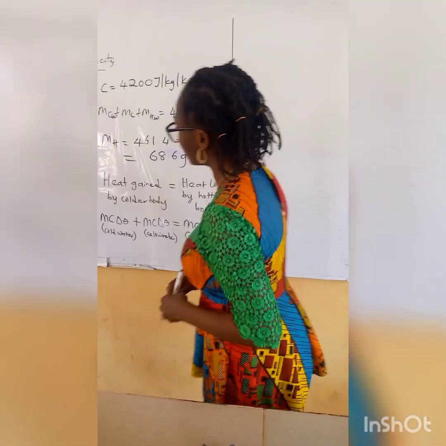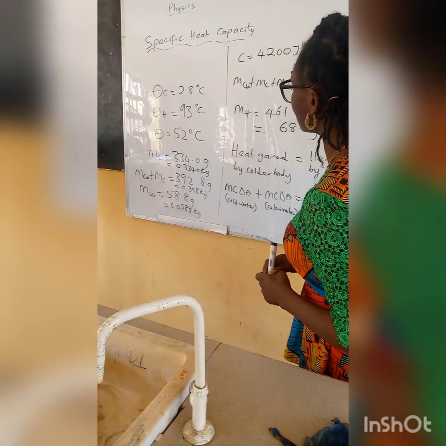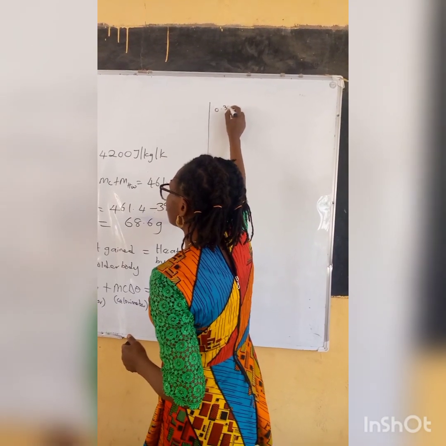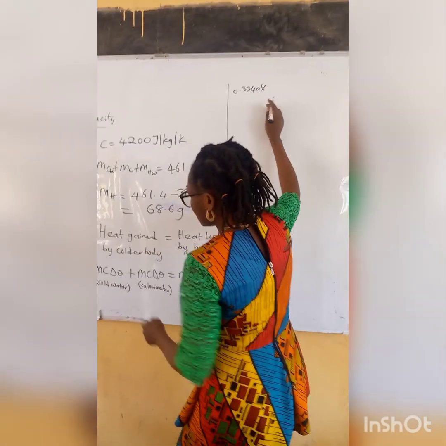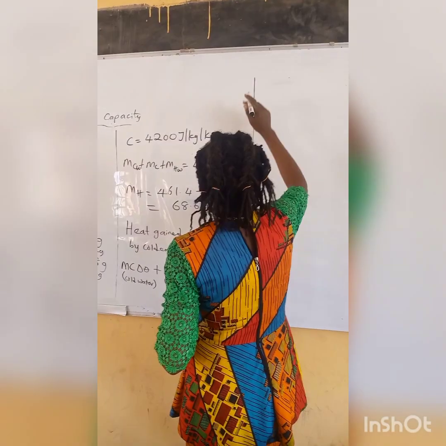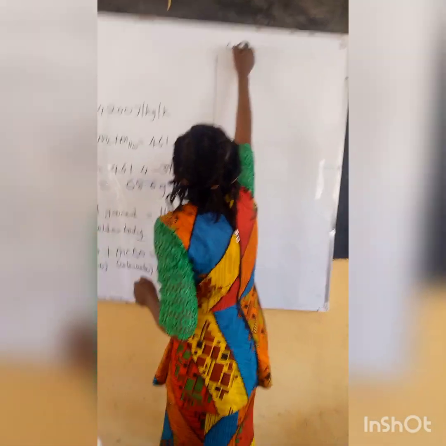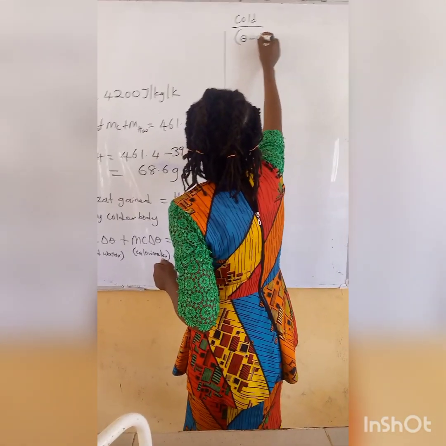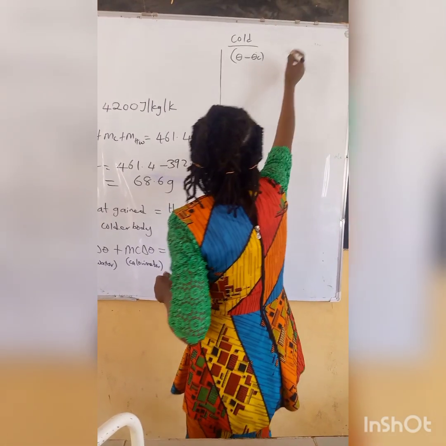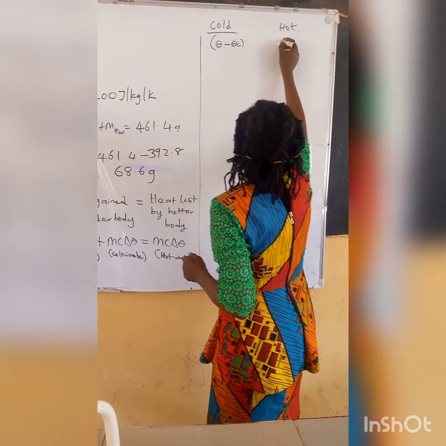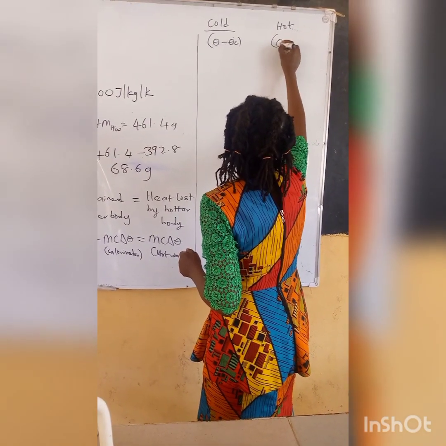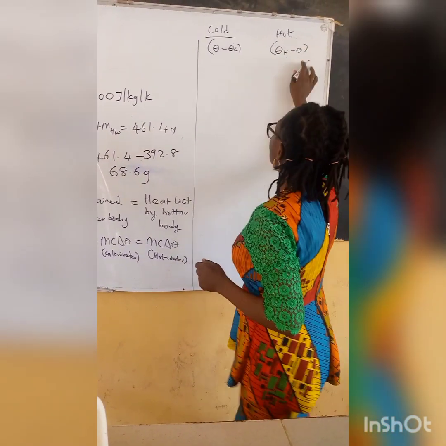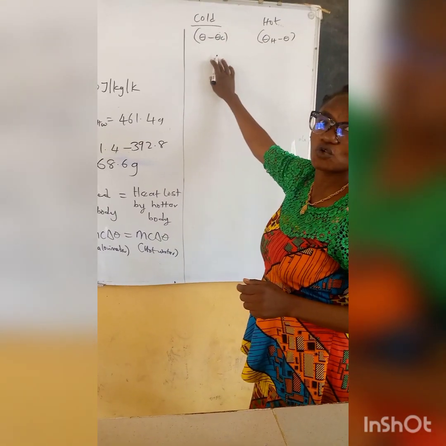Now we can input the mass of cold water. Let's do something first. Let's find the change in temperature. The change in temperature for cold will be theta minus theta C. Then for hot, the change in temperature will be theta H minus theta. Please take note: if you swap these parameters, you will get it wrong.